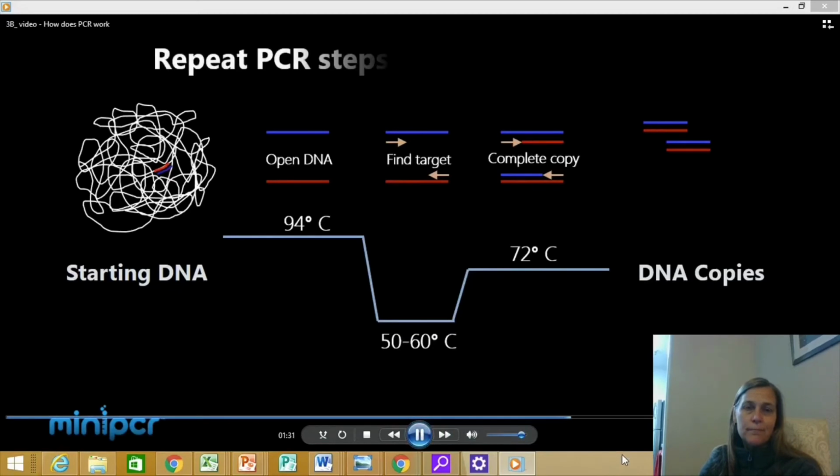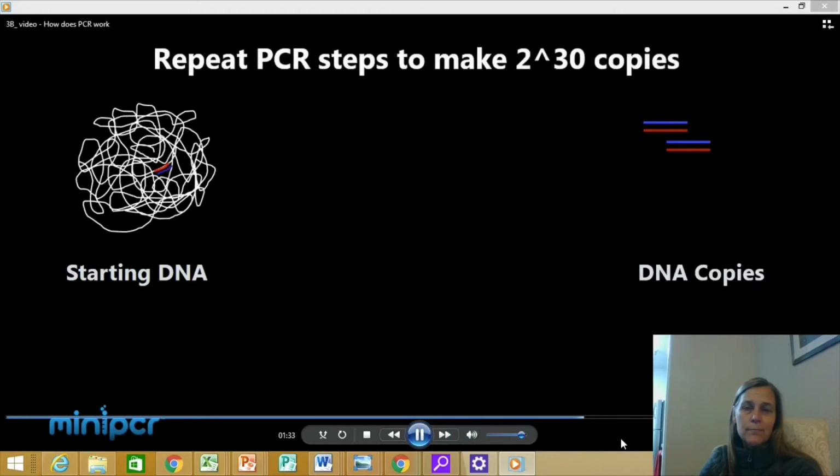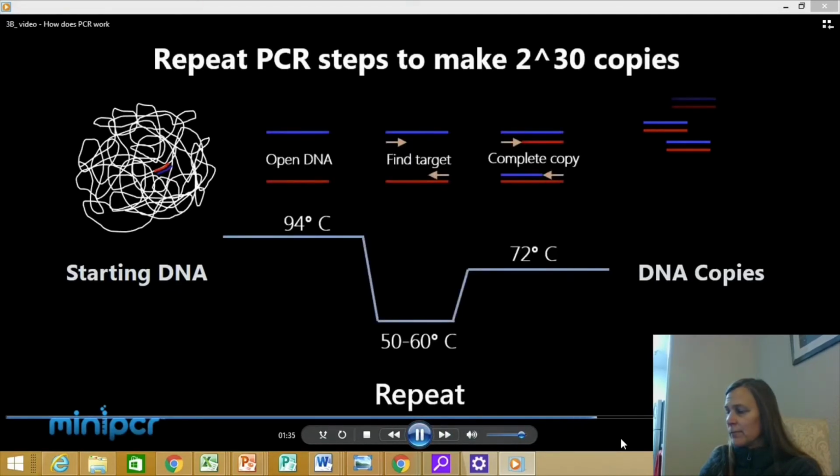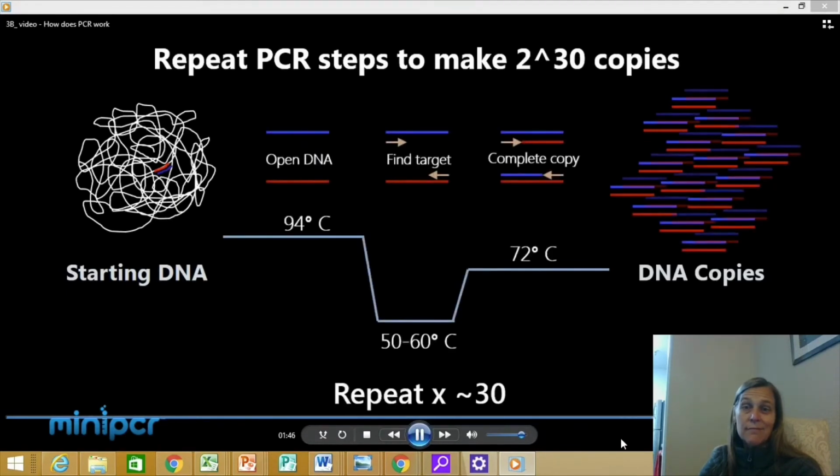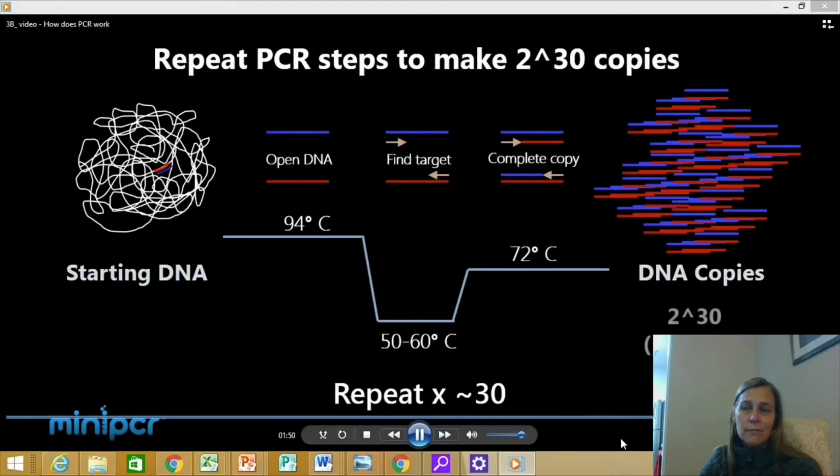If we repeat these 3 steps one more time, we'll go from 2 copies to 4. Repeat it again and we'll obtain 8 copies. And again, and we'll get 16, and 32, and 64, 128. Well, you get the idea. DNA amplification by PCR is an exponential process. After 30 copy cycles, we will have 2 to the 30, or 1 billion identical DNA copies.